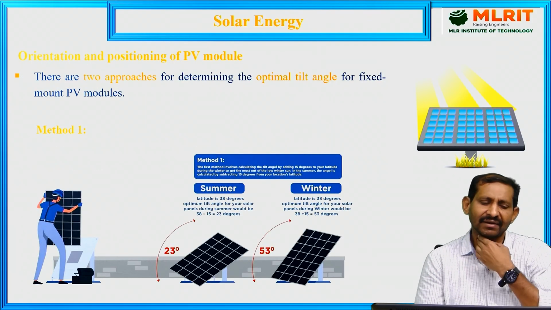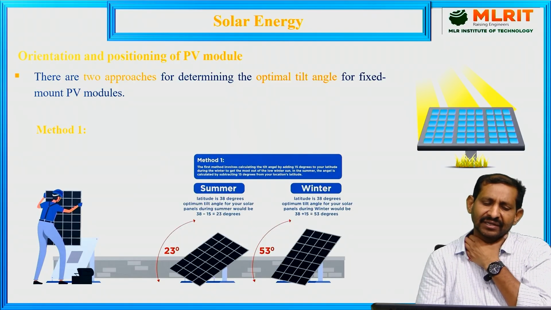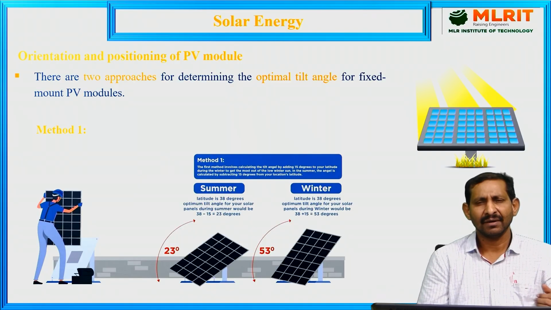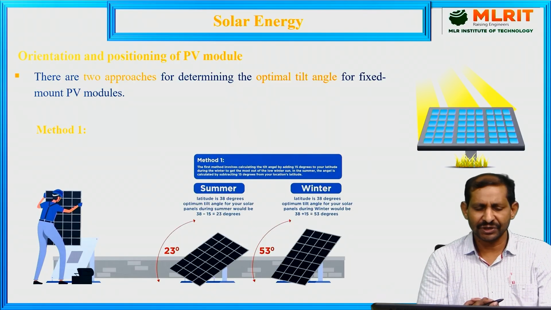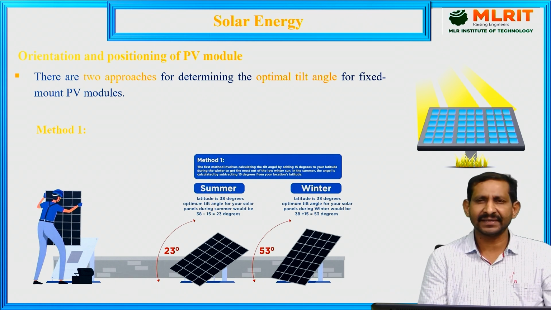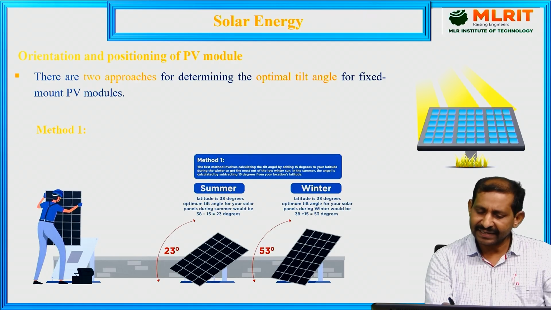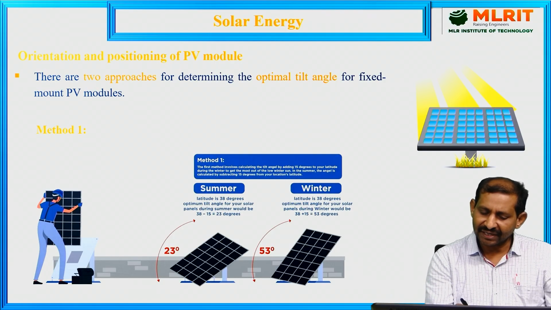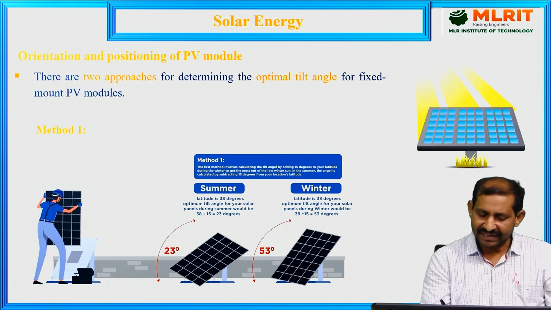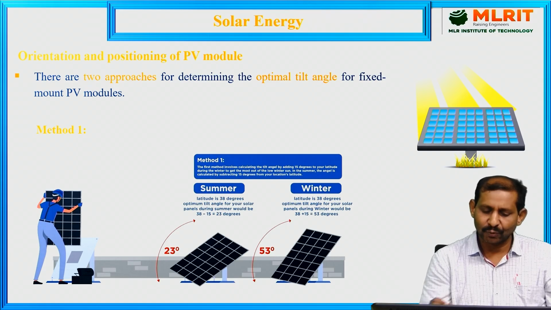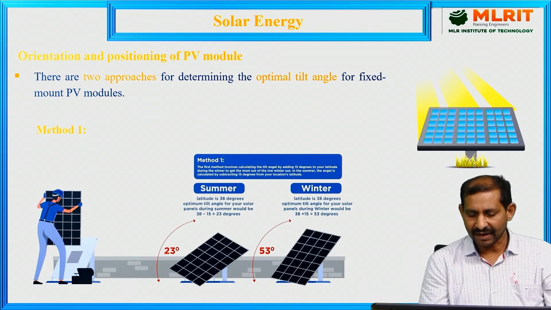Here is some of the orientation and positioning of the photovoltaic module. How will it be positioned? There are different methods. One of the methods we will discuss is method 1. The first method involves calculating the tilt angle by adding 15 degrees to your latitude, during summer time and winter time. Summer time this is 23 degrees and winter time is 53 degrees.